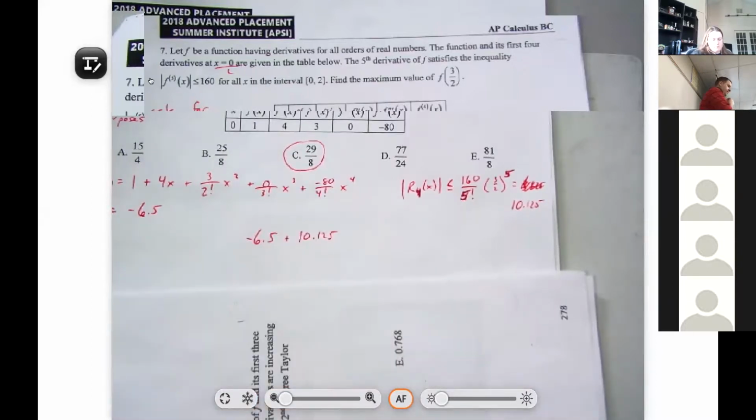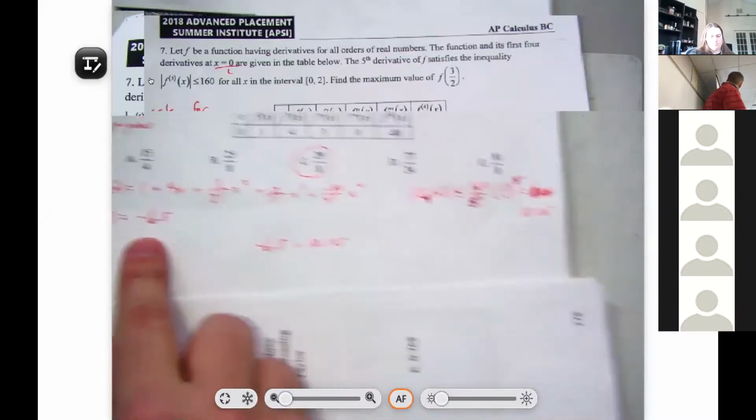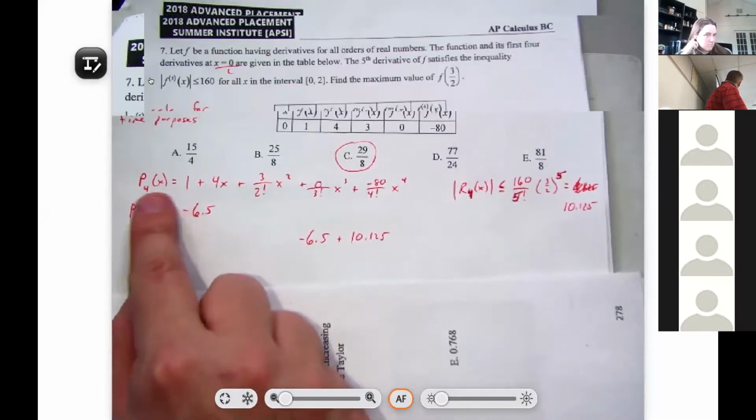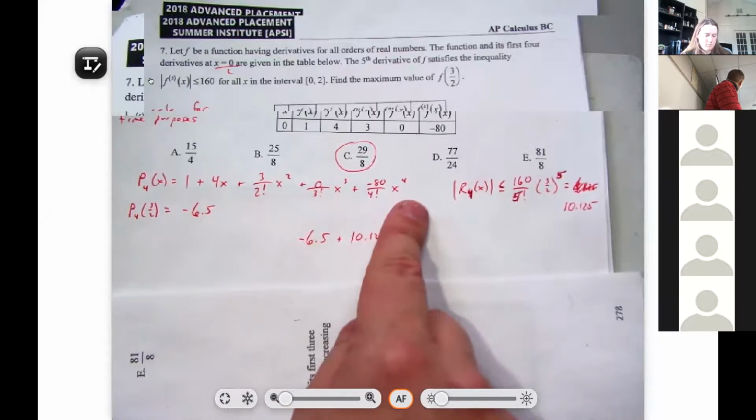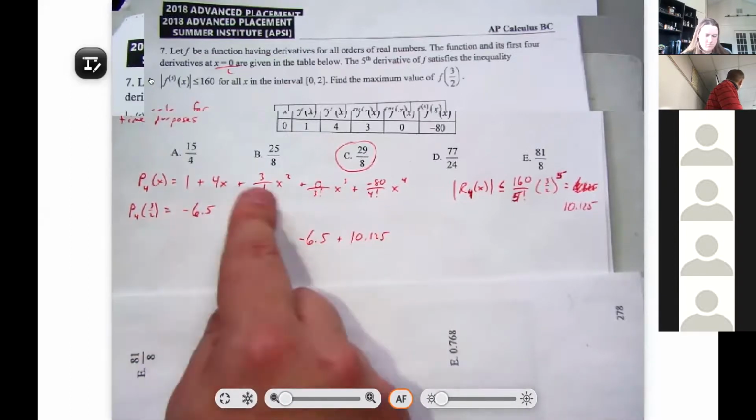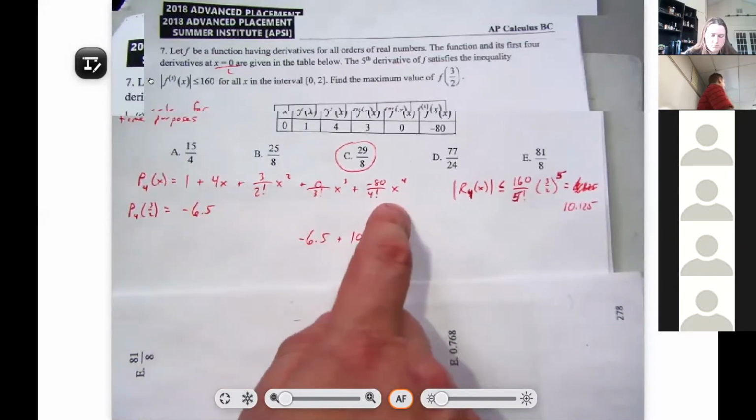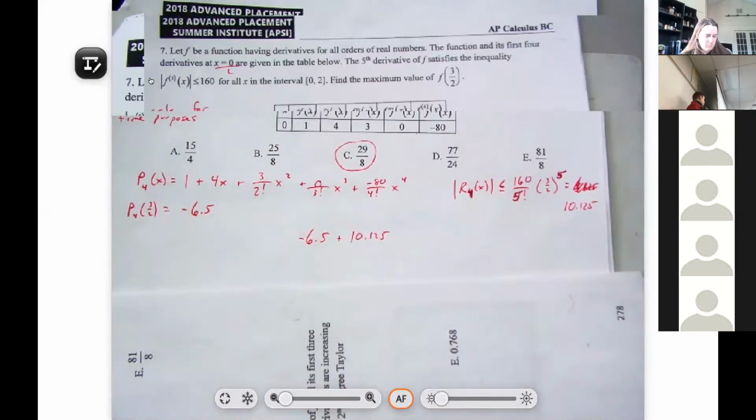Where'd you get the 6.5 again? This negative 6.5? Yeah. So after I constructed the polynomial right here, then I plugged 1.5 in for all those x's, with my calculator. That's why I said I can't see this being a non-calculator question. That would be terrible. Not impossible, but just not fun.